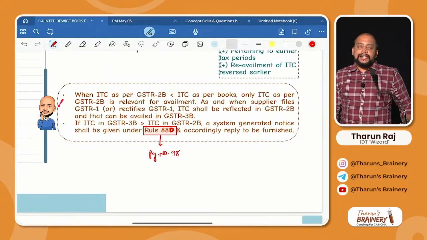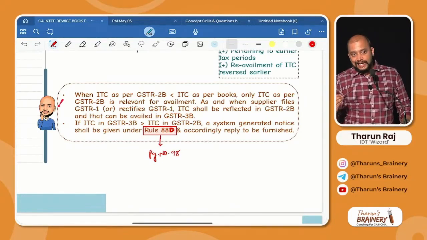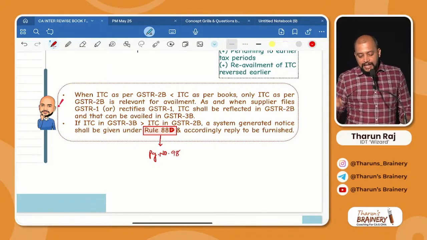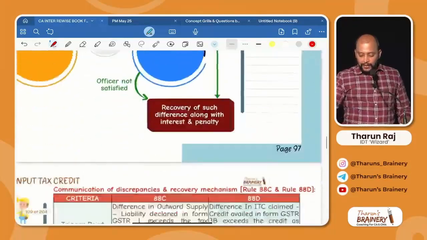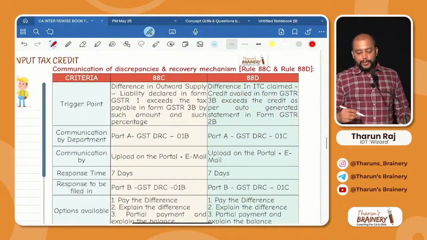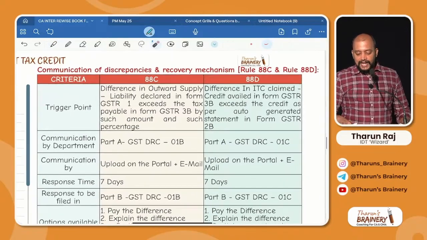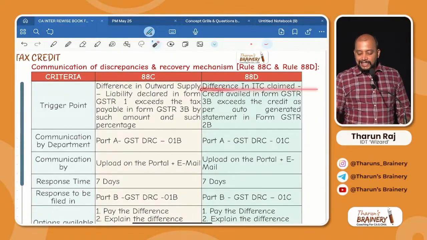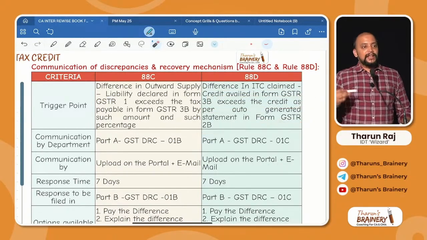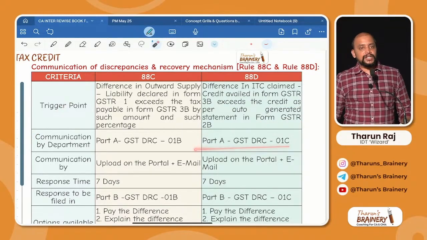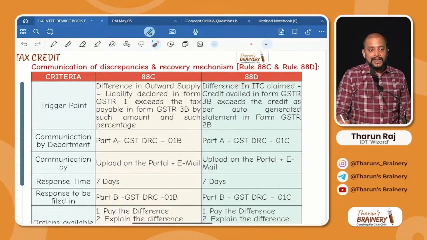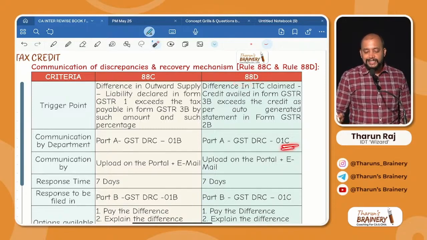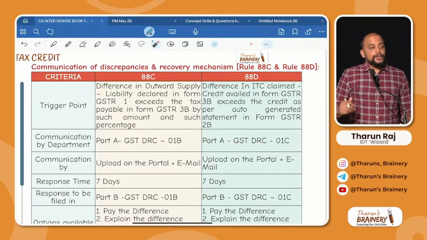So when does Rule 88D get attracted? If ITC in 3B is greater than ITC in 2B. So look into Rule 88D. What does Rule 88D say? See the trigger point for Rule 88D. When there is a difference in ITC claim, that is, you avail credit in 3B more than the credit as per 2B, immediately a system generated notice will come, that is Form GST DRC-01C. You can remember this is Rule 88D, D before alphabet is C, DRC-01C. And you need to give a reply.